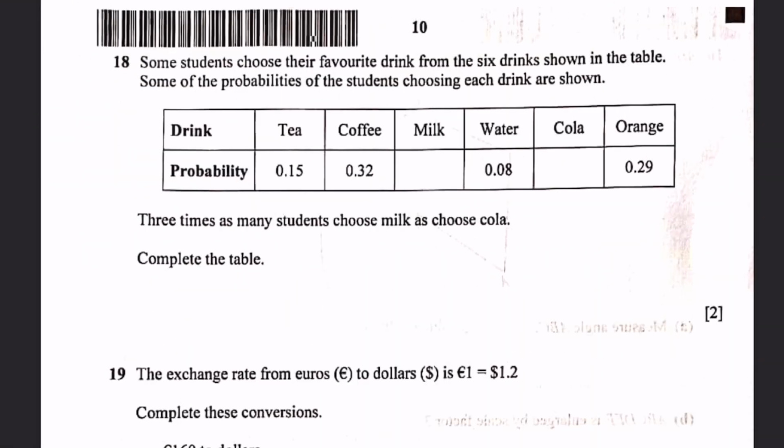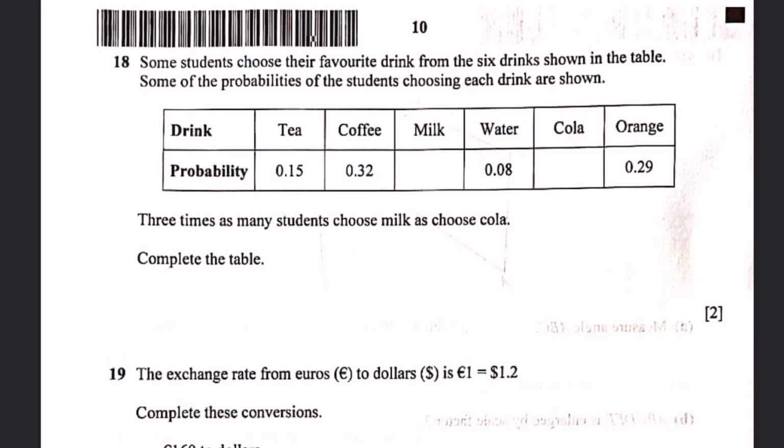Let's move to question 18. Some students choose their favorite drink from the 6 drinks shown in the table. Some of the probabilities of the students choosing each drink are shown. 3 times as many students choose milk as choose cola. Complete this table. First, we need to find out the probability amount for milk and cola. Then we can find out separately.